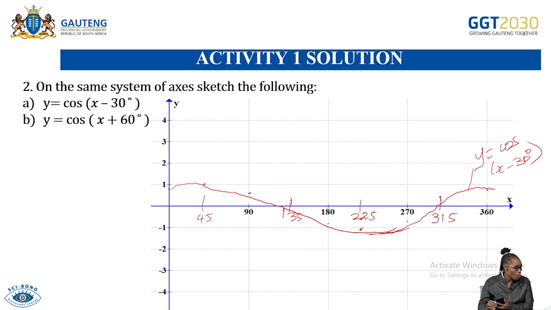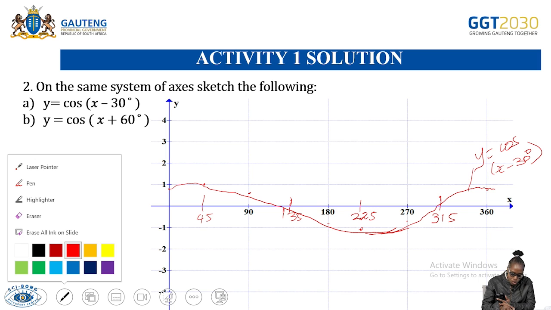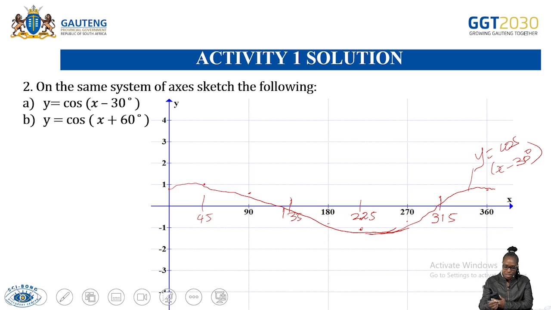Okay, now when I had a shift 30 units, in fact 60 units to the left, when I have 60 units to the left plus 60, my graph, let's see the shift. I'll use a different color. I'll use black now so that you can see the shift from negative 30 and positive 60.